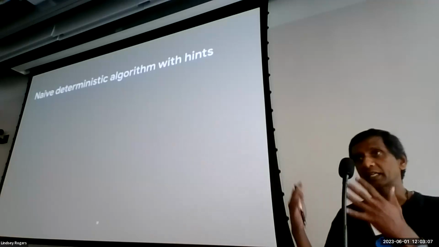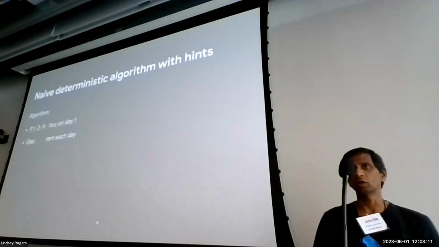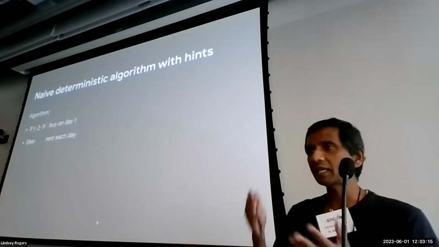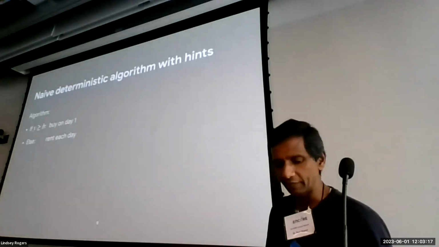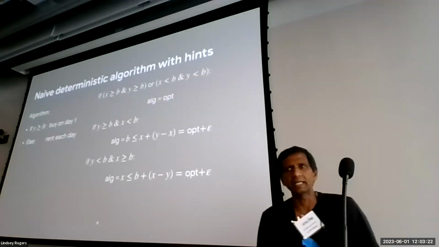So here is a first attempt. Here's a naive way to use hints. I just follow the hints, right? If the hints tell me more than B, I just buy on day 1. Otherwise, I rent every day. Okay. This is a very naive algorithm, a naive way of using the hints.